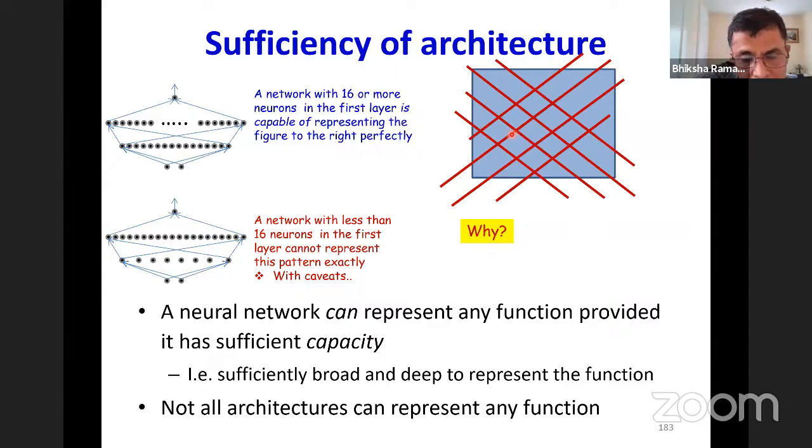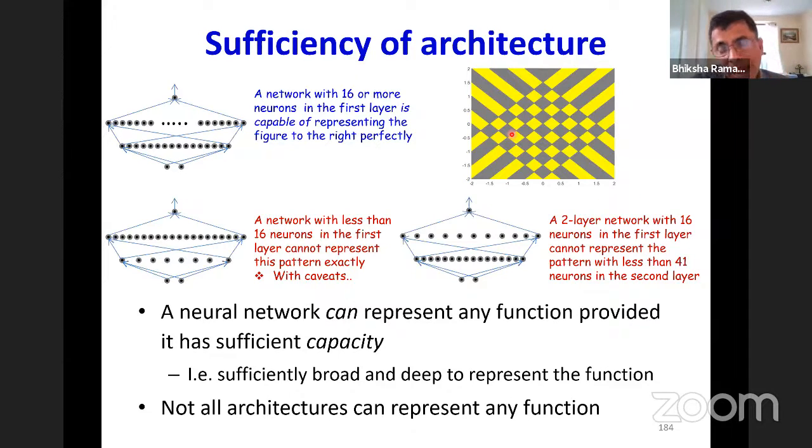So same thing. Let's say I go ahead and give you 16 neurons in the first hidden layer. So the 16 neurons have captured all 16 lines. But then now I give you only, say, 10 neurons in the second hidden layer. There's no way you're going to be able to capture this decision boundary. There are 40 boxes. You will need 40 neurons in the second hidden layer.